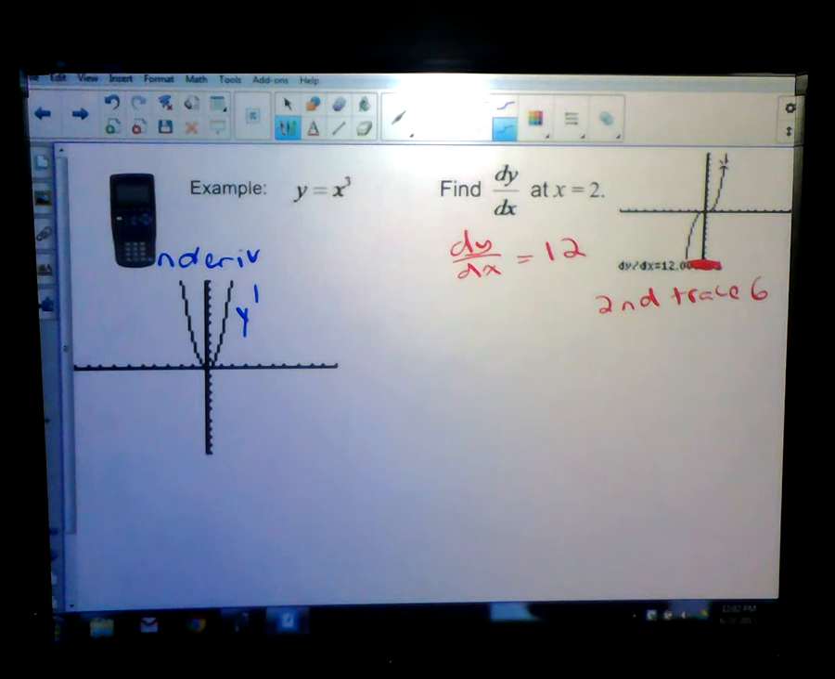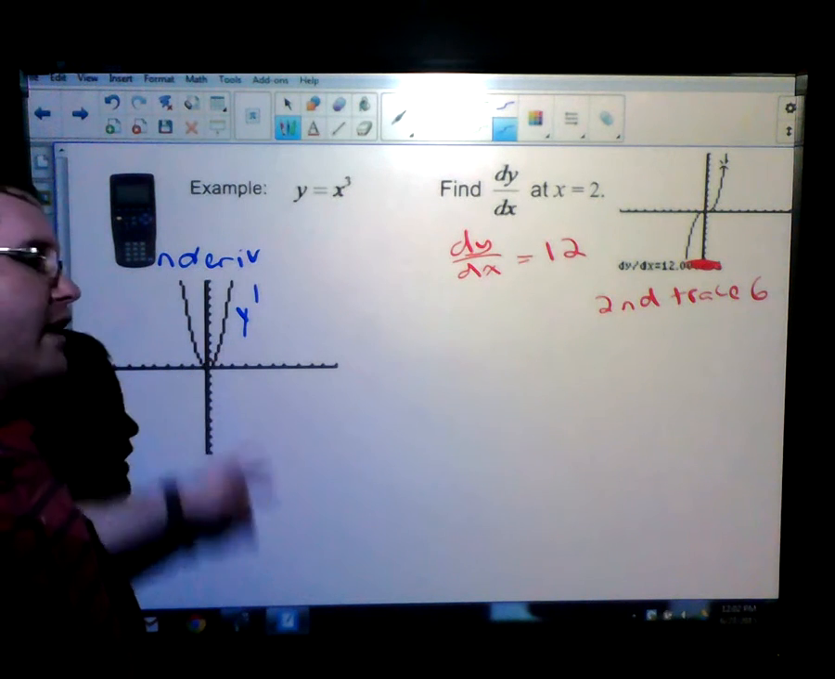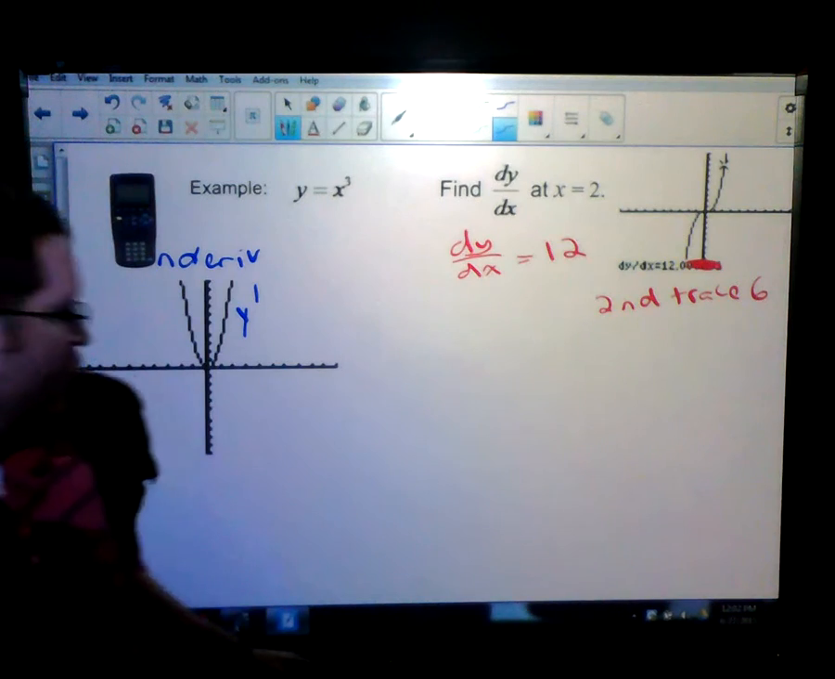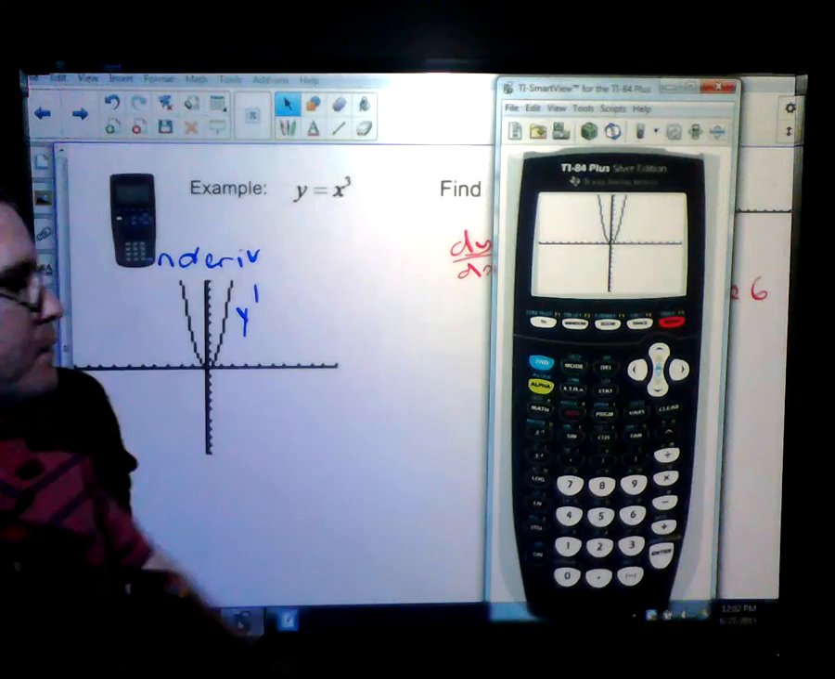And what's it kind of look like? It's a parabola. It's something with an x squared. Oh, look, the derivative of an x cubed is an x squared. But that doesn't tell me the slope at 2. That just tells me the entire derivative. What if I want to find the point at 2?